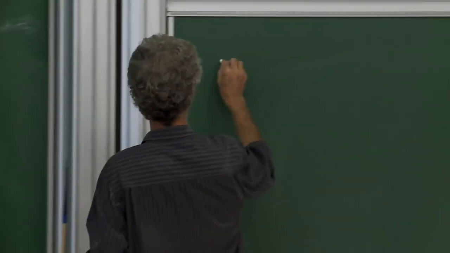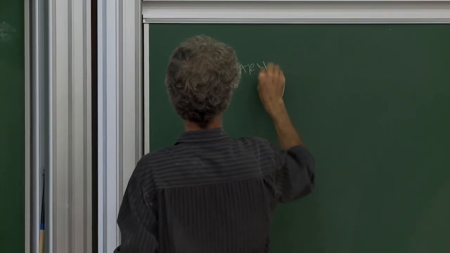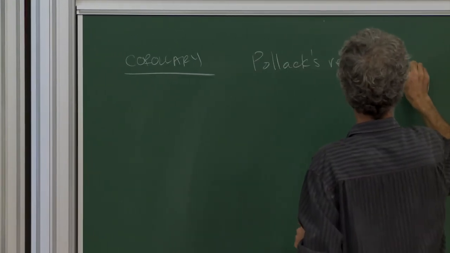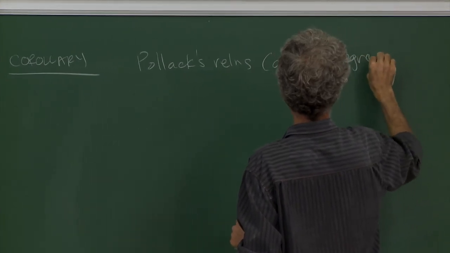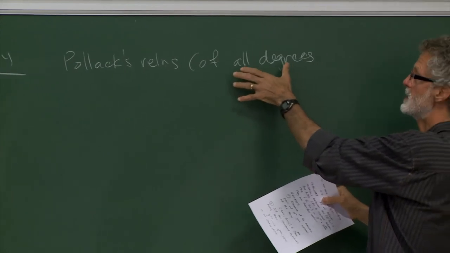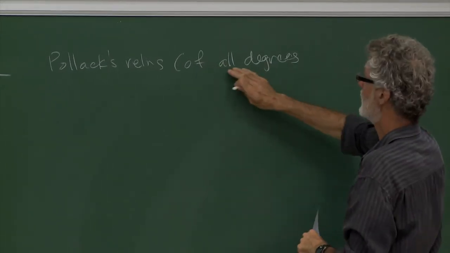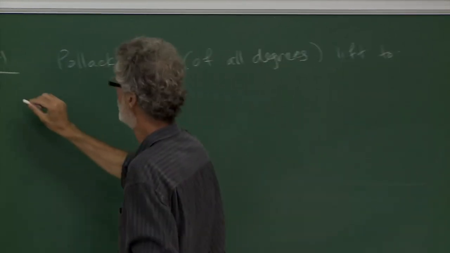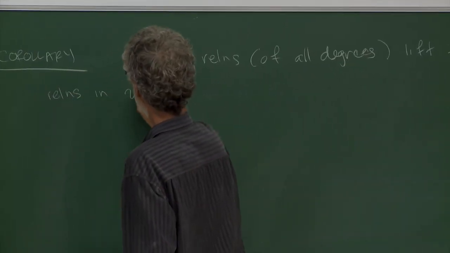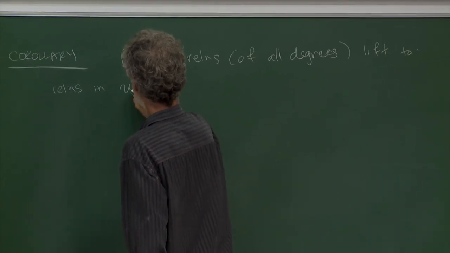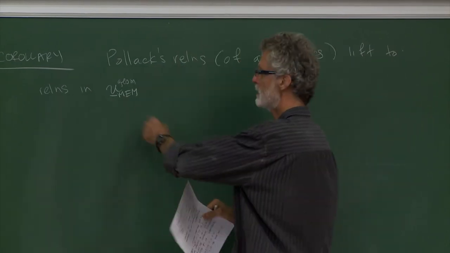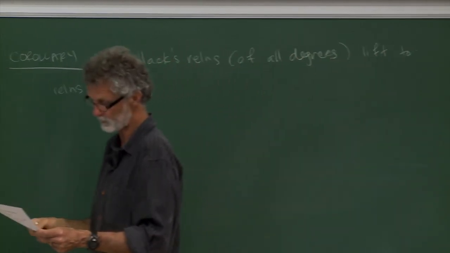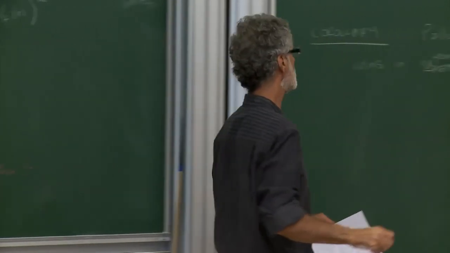But the corollary, what's the whole point? The corollary, Pollock's relations of all degrees, not just the quadratic ones. And the higher order ones, with a few exceptions, were all defined in some quotient. We didn't even know if they lifted to relations in the derivation algebra, lift to relations in UGM, MEM. Strictly speaking, I should say, in the weight-graded quotient of this. Right? So all of these relations, and so they are motivic.